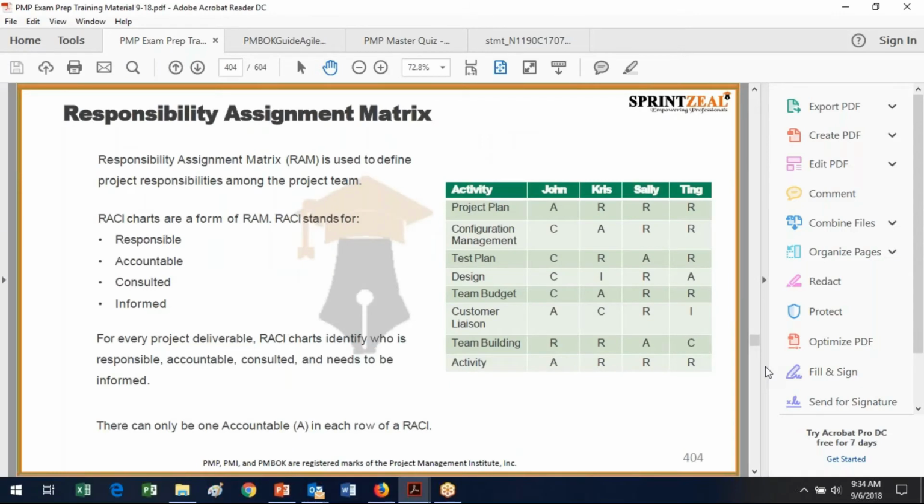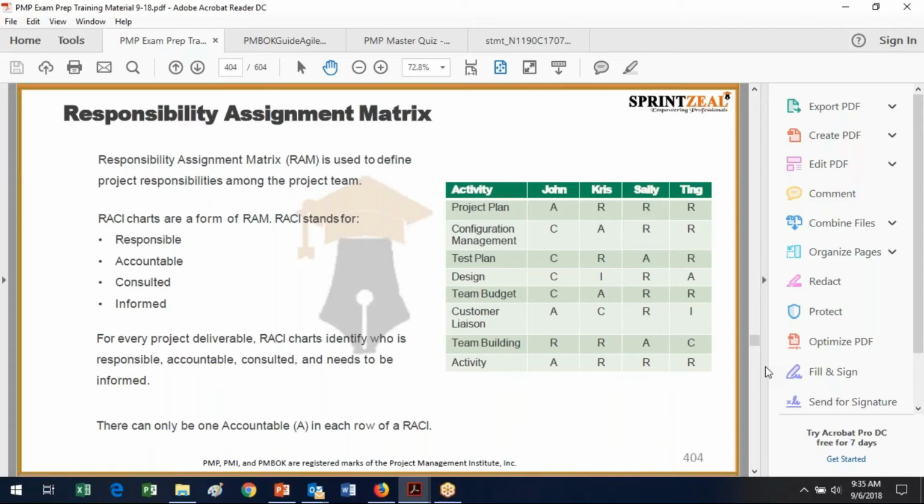So one way to let people know what their roles and responsibilities are and who to go to is by using the responsibility assignment matrix. Again, this can identify project responsibilities among the project team. Now, one kind of responsibility assignment matrix is what they call a RACI chart. So that's for responsible, accountable, consulted, and informed. So you see that you've got 4 people that you're talking about in your project, and you've got the various activities, 8 activities down the side.